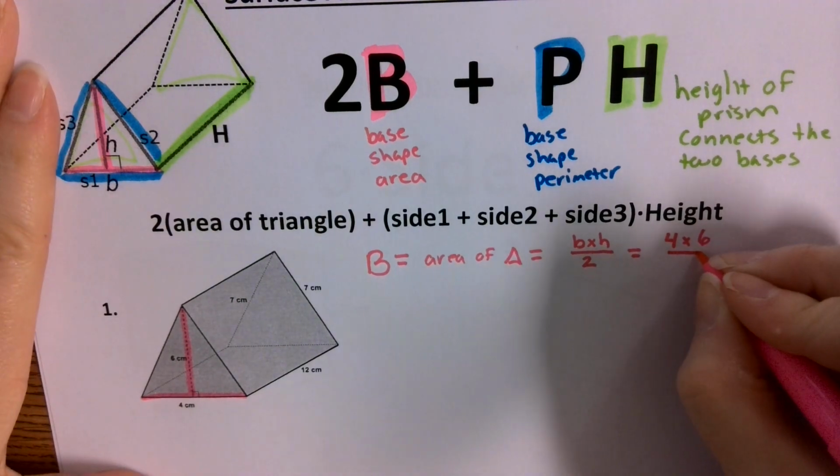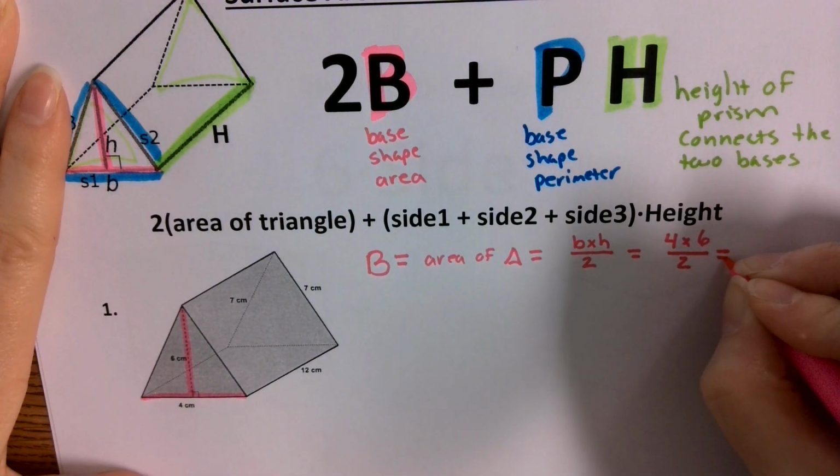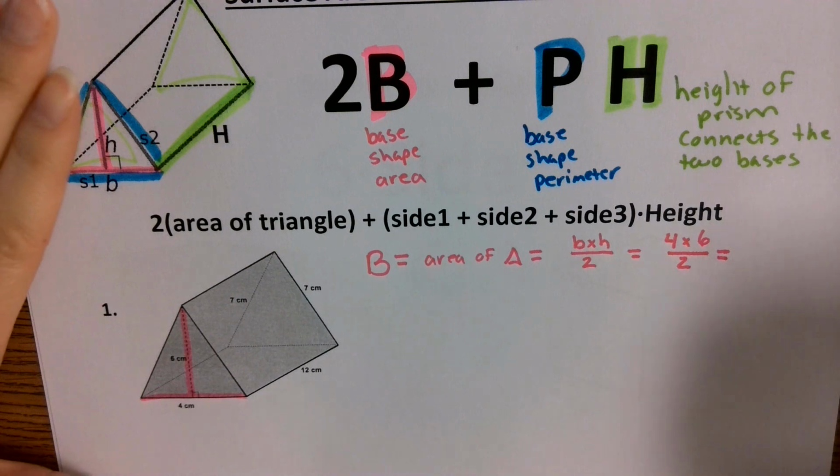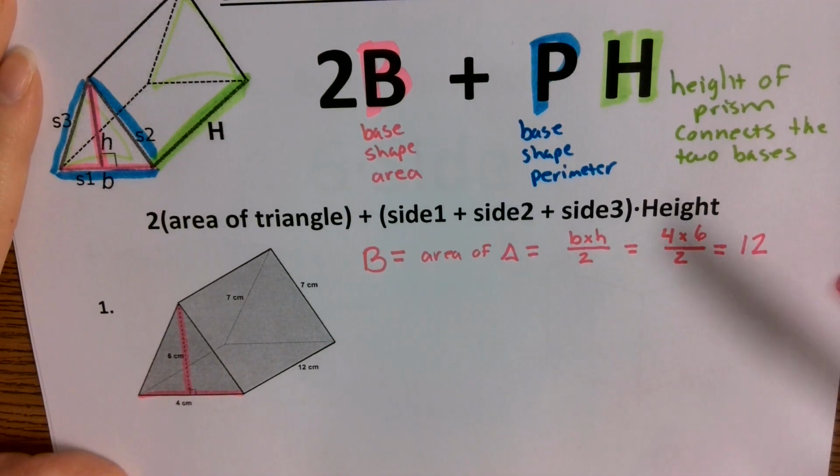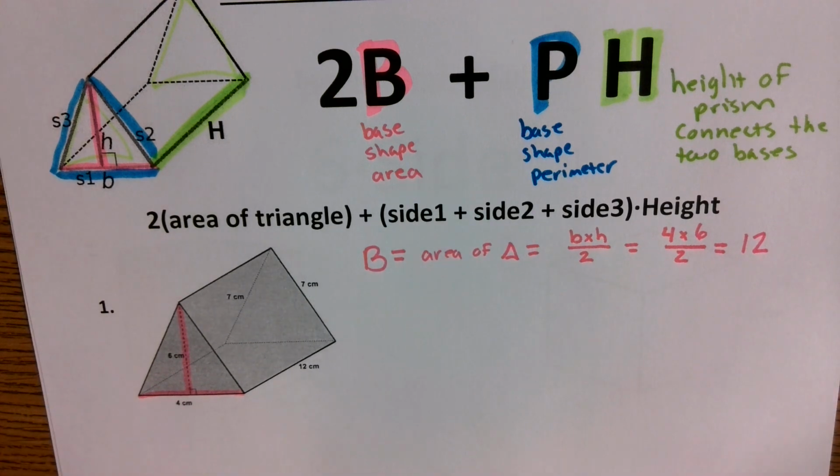So I'm going to do 4 times 6, and then I'm going to divide it by 2. 4 times 6 is 24. Divide it by 2, and we get 12. So there is our value for big B. Big B is going to just be 12.